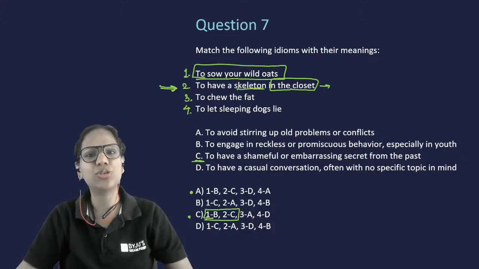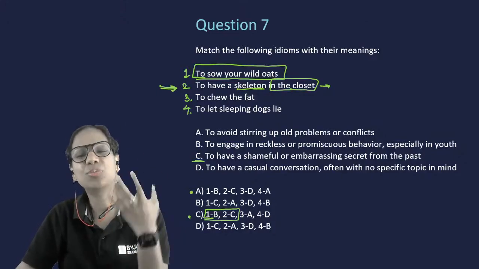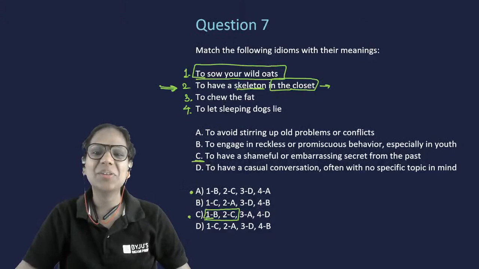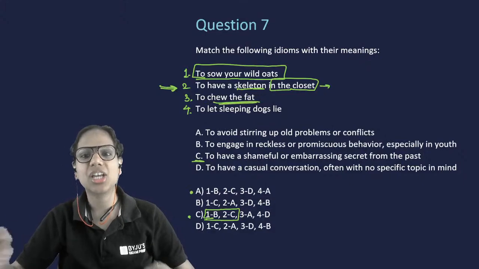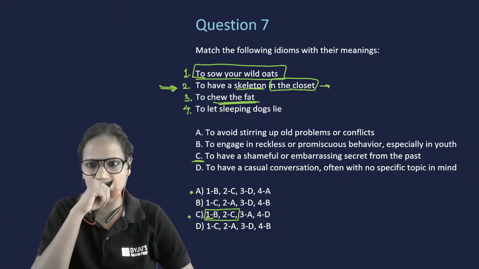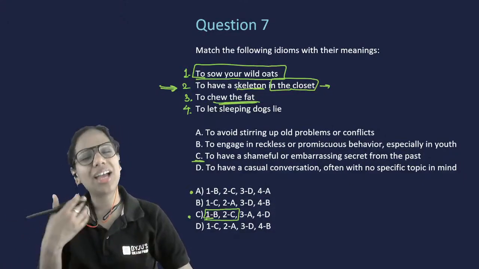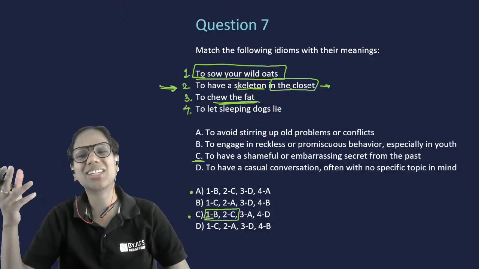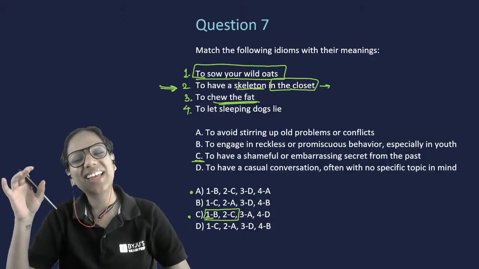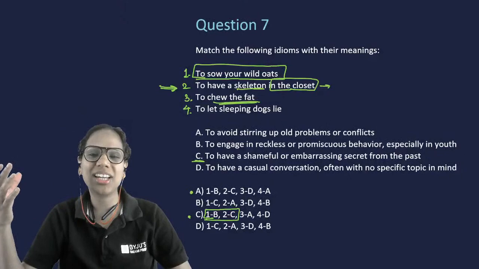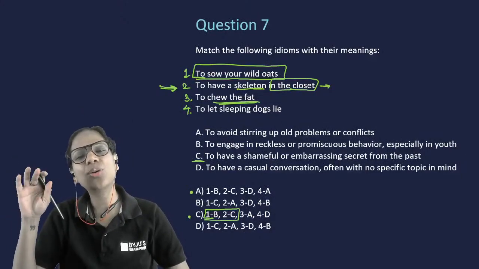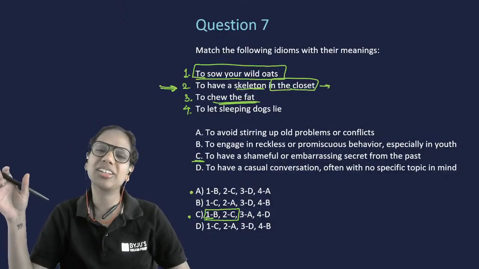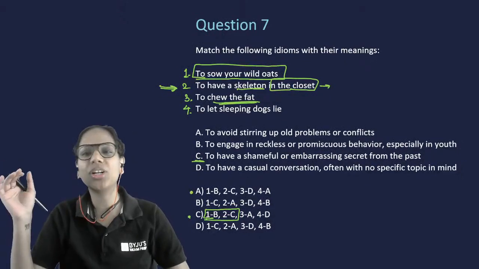Okay, to sow your wild oats means to go wild, right? So is 3A? 3 is to chew the fat. Yes. When do you chew the fat? When you have a casual conversation. When you are wasting time, basically, right? You're just like a cow, right? Have you seen a cow chewing? It is so again laid back in doing it, right? It can do it the whole day.